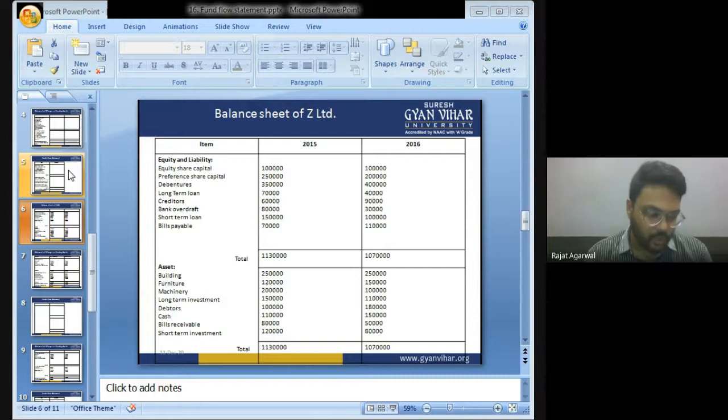Okay children, now let us start. In statement of changes in working capital, we have considered current assets and current liability. But in fund flow statement, we will not consider current asset and current liability. Instead of that, we will consider non-current asset and non-current liability. Let's start.